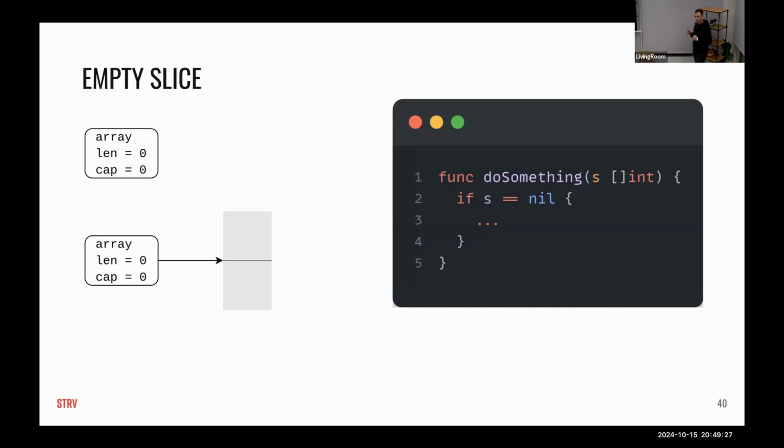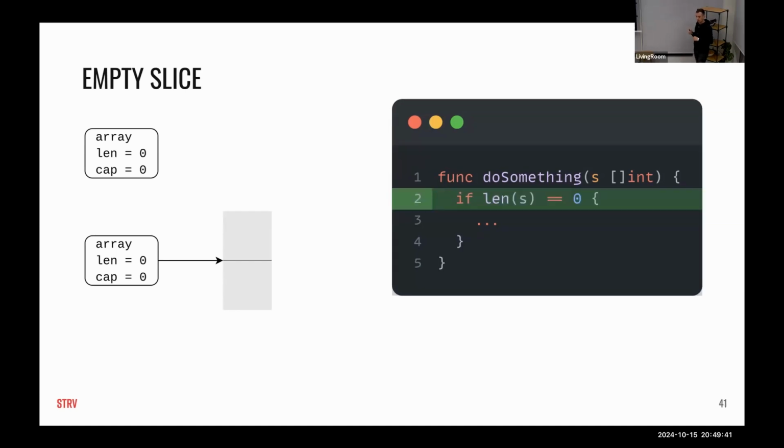And that's the difference. Unless you really know that you want to check for the slice being nil, and you expect that behavior, which may be different in some libraries like JSON encoding, it's always recommended to check for the length instead of the slice being nil or empty.